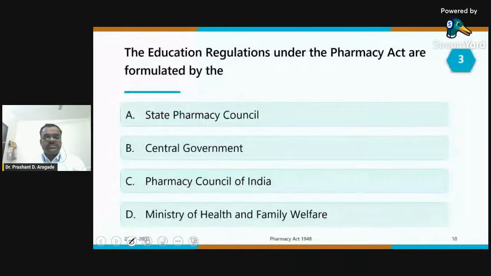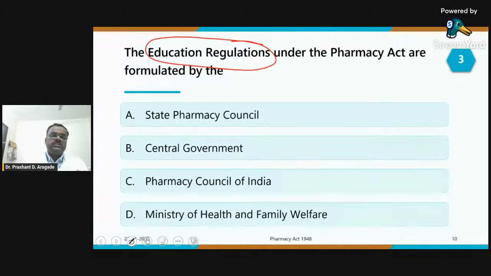So this is the next question now. Education regulations under the Pharmacy Act are formulated by whom? There is one provision in the Pharmacy Act that someone has to prepare and publish the education regulations to ensure educational standards throughout India. So can the State Pharmacy Council formulate them?